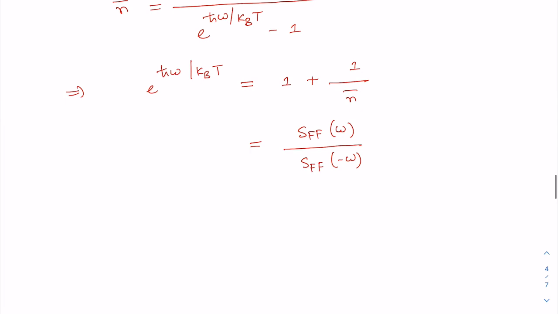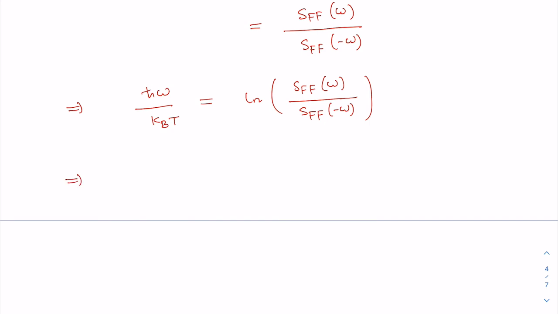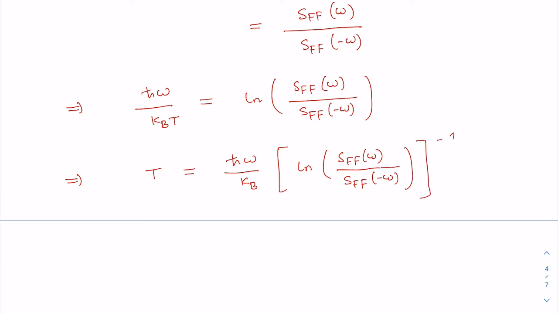Okay, and you can see now if I take the logarithm on both sides, then I will get h cross omega by kBT is equal to logarithm of SFF omega divided by SFF at minus omega. And from here I can write the expression for the temperature T very easily. That would be T is equal to h cross omega by kB, where kB is the Boltzmann's constant, times logarithm of SFF omega divided by SFF at minus omega to the power minus 1.